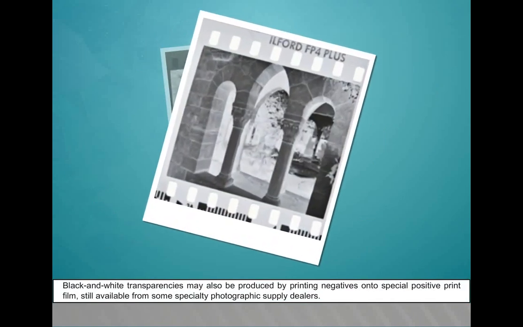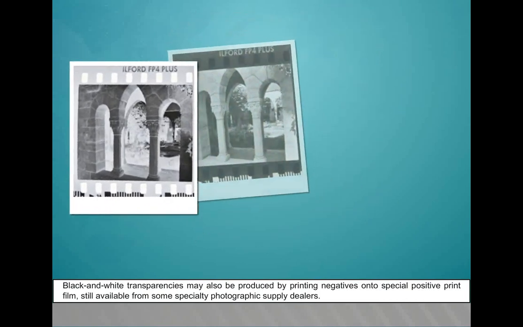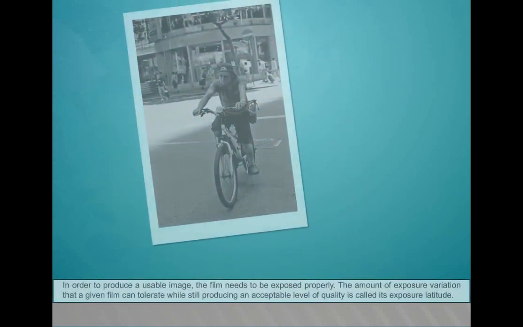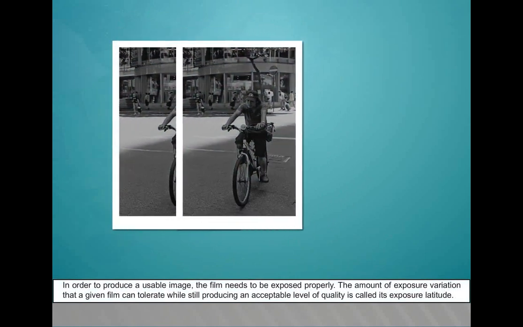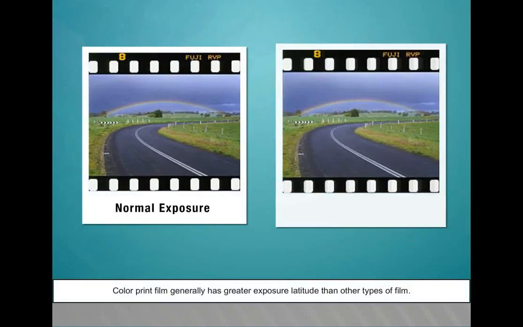Black and white transparencies may also be produced by printing negatives onto special positive print film, still available from some specialty photographic supply dealers. In order to produce a usable image, the film needs to be exposed properly. The amount of exposure variation that a given film can tolerate while still producing an acceptable level of quality is called its exposure latitude. Color print film generally has greater exposure latitude than other types of film.